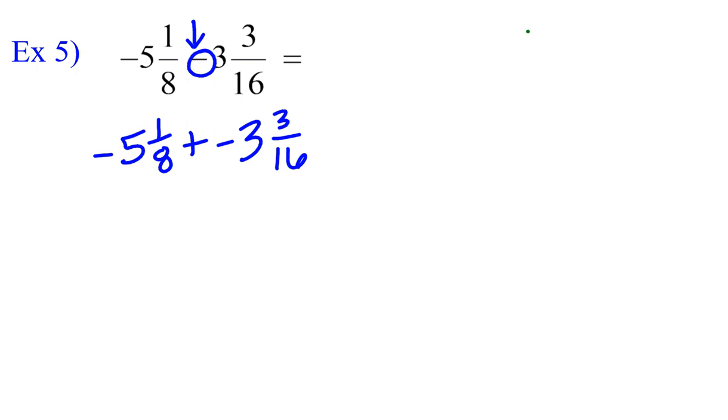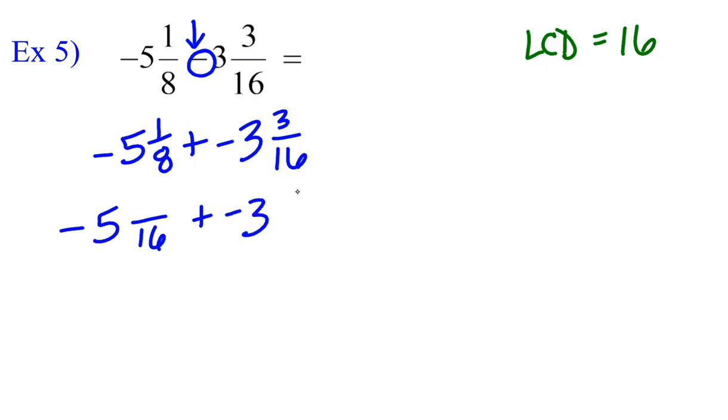When I think about my least common denominator or my least common multiple, hopefully we can see it's 16. So what I need to do then is rewrite this so that I have 16 in the denominator on this first one. The second one is good the way it is, 3 and 3 sixteenths. So I'm going to multiply this 1 over 8 by a fraction of 1, that is 2 over 2. And I can see 1 times 2 will give me 2, and 8 times 2 is 16. So that's my 5 and 2 sixteenths.